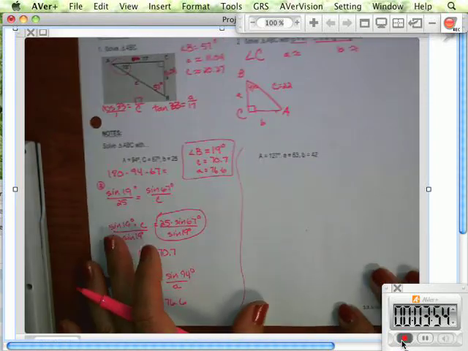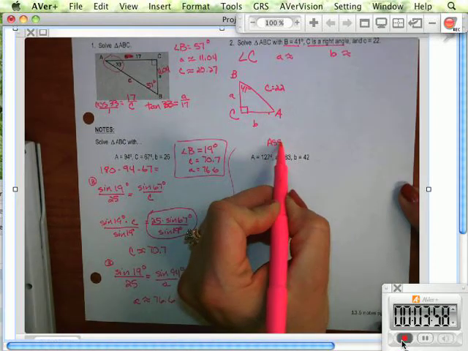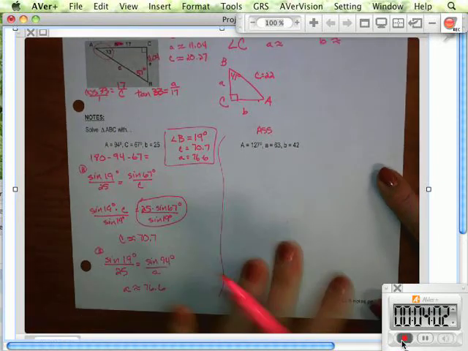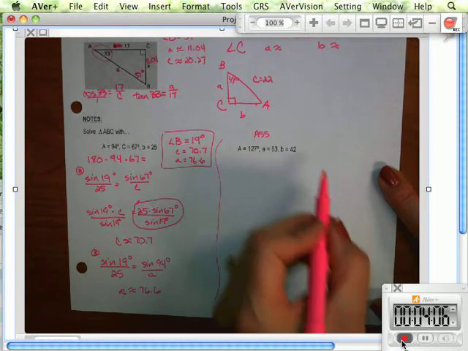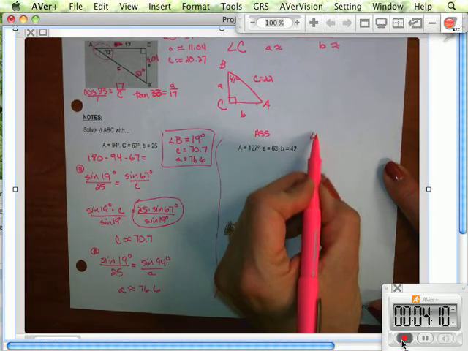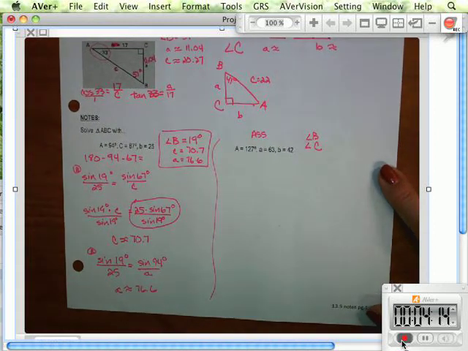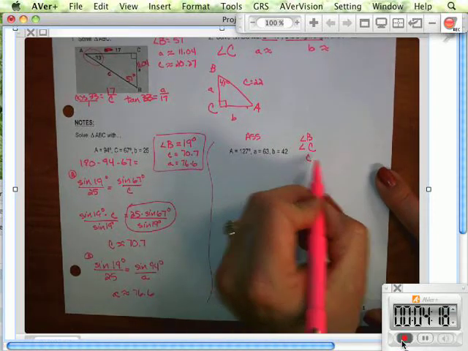Not too bad. Okay. Oh, wait, we have ASS here. I don't need to think too much about it yet, but we will in a minute. It doesn't really matter. We can still solve the same way. What 3 things do I need? I need angle B, angle C, and side C. Those are the 3 things I need.